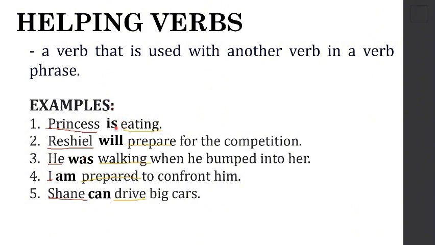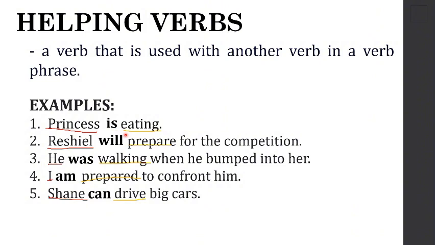As I've told you, helping verbs are used to help in showing the tense or the state of being of the main verb. In the first three, is, will, and was show the tense or the time of the action being done. In the first one, we can see there is, which is present tense, which means that it is currently occurring or currently happening.